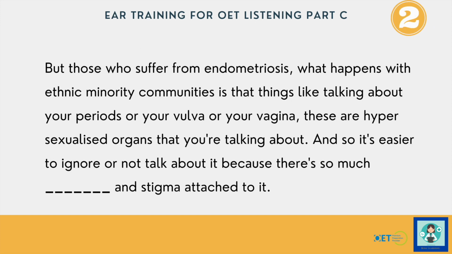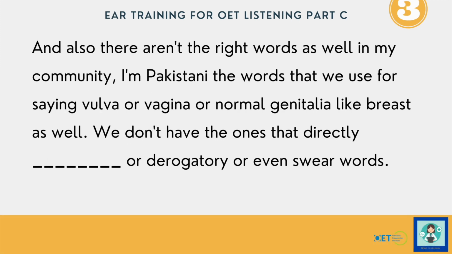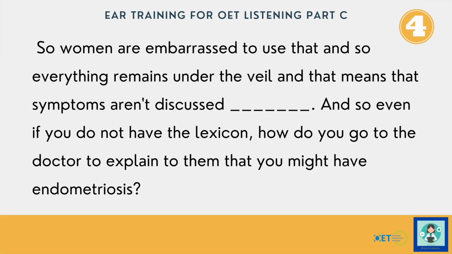What happens with ethnic minority communities is that things like talking about your periods or your vulva or your vagina, these are hypersexualized organs that you're talking about. And so it's easier to ignore or not talk about it because there's so much shame and stigma attached to it. And also, there aren't the right words as well. In my community, I'm Pakistani, the words that we use for, say, vulva or vagina or just normal genitalia like breast as well, we don't have the ones that directly translate. They're derogatory or even swear words. So women are embarrassed to use that.